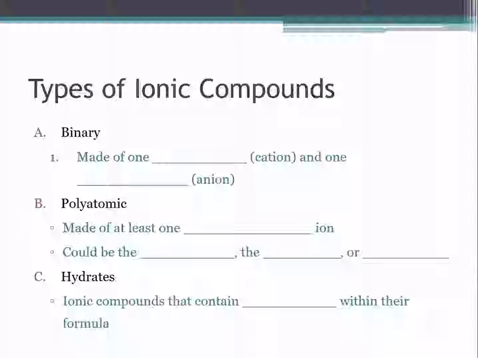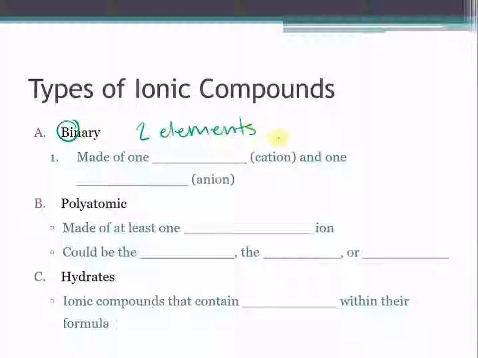There are 3 major types of ionic compounds we are going to learn to name. They really all follow pretty much the same rules, but you should kind of know the differences. A binary ionic compound, this prefix bi, like a bicycle, means 2. A bicycle has 2 wheels, so a binary ionic compound is made of 2 elements.